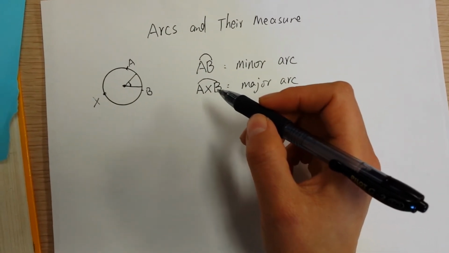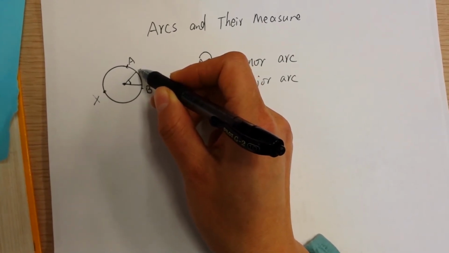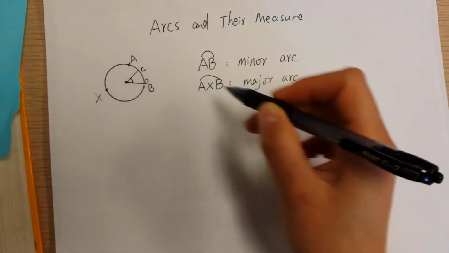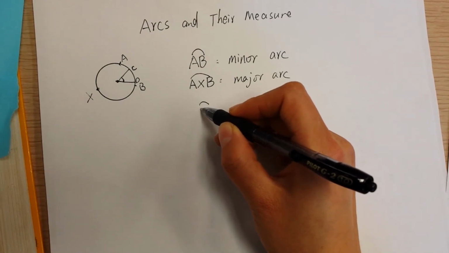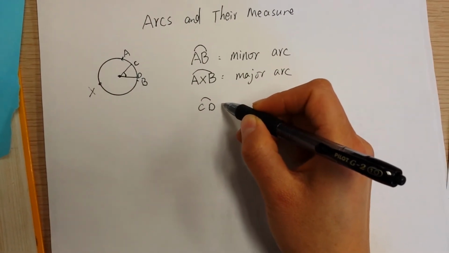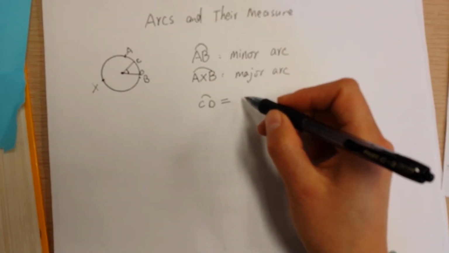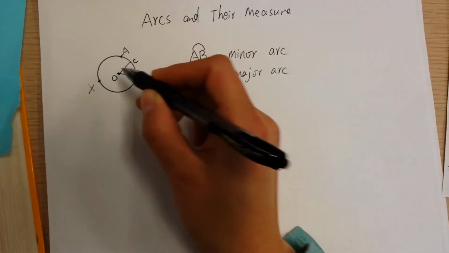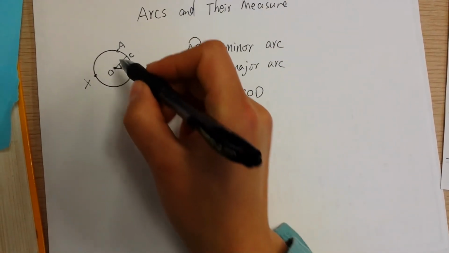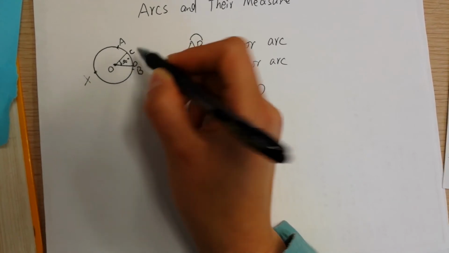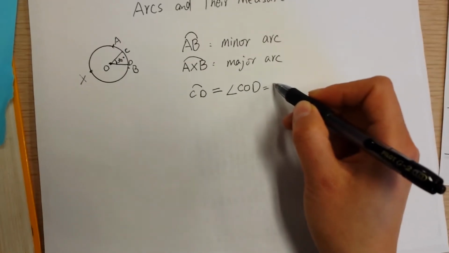And how do we measure it? Say this here is C and this is D. So how do we measure arc CD? You need to know the measurement of arc CD equals the measurement of the central angle, which is angle COD. For example, if the central angle is 30 degrees, then the arc measurement of CD is 30 degrees.